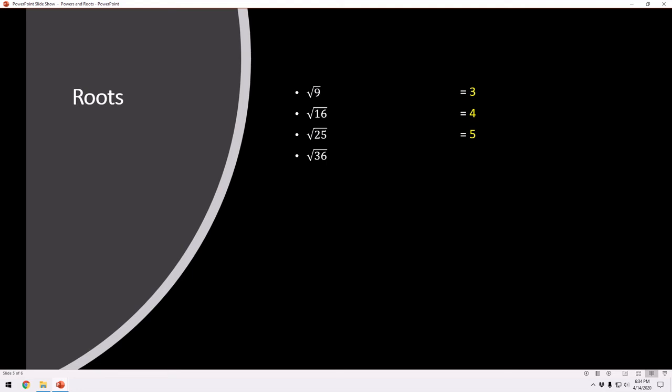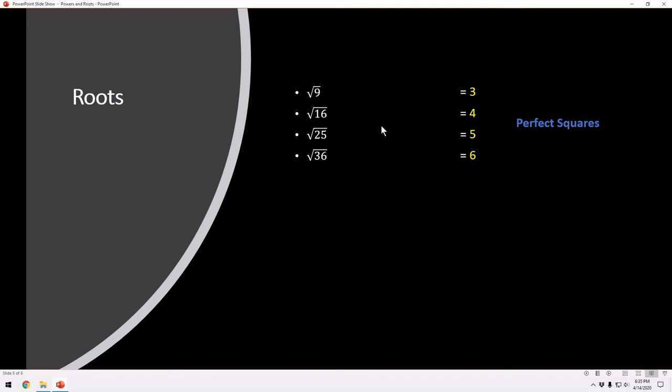Okay. Next, what is the square root of 36? Let's find a number that, if we multiply it times itself, is going to be equal to 36, and that will be 6. 6 times 6 is equal to 36. Very nice, my friends. Now, these numbers right here are what we call perfect squares. They're called perfect squares because the results, 3, 4, 5, and 6, do not involve any decimal numbers; they're whole numbers.